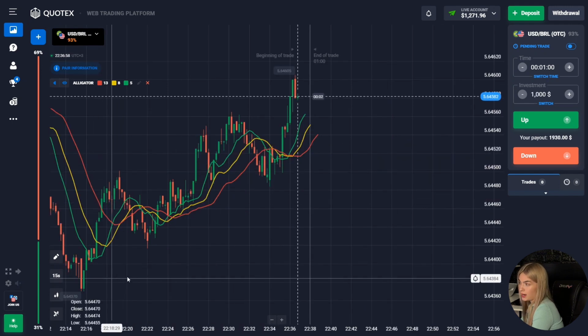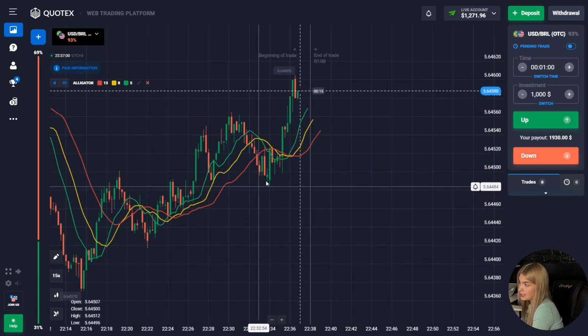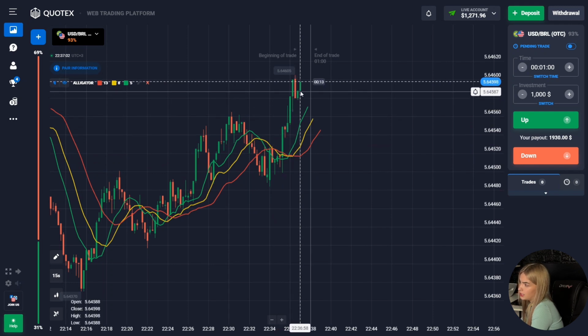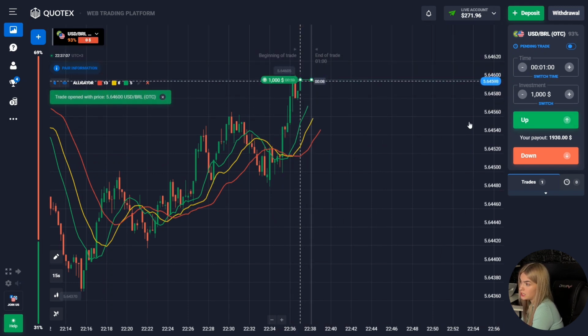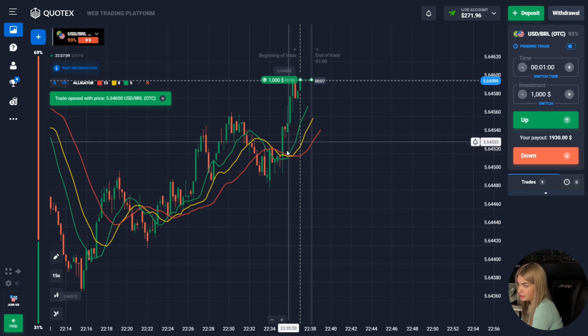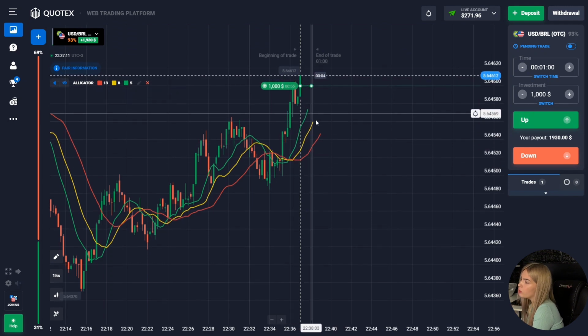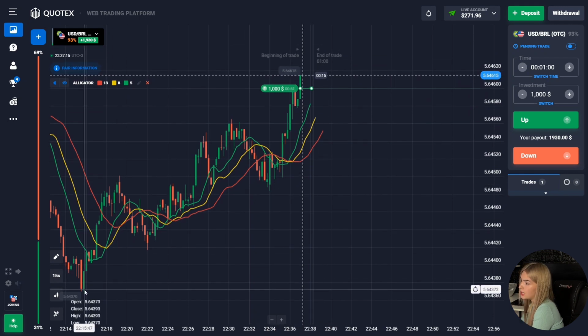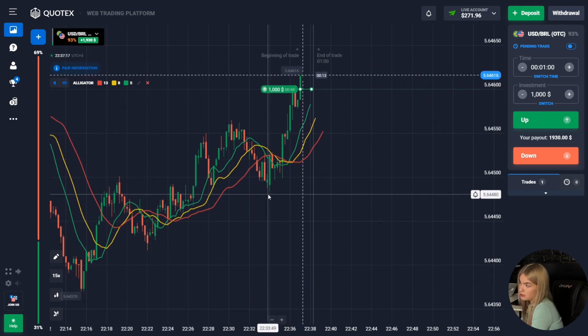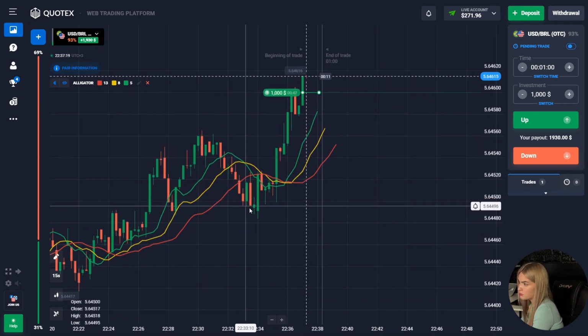As you can see, the price then rolled back down and is currently showing good growth. In such a situation, we will open a deal up, and since on the indicator the green line is also located at the top and all the moving averages are well removed from each other. At the same time, we have an uptrend here.